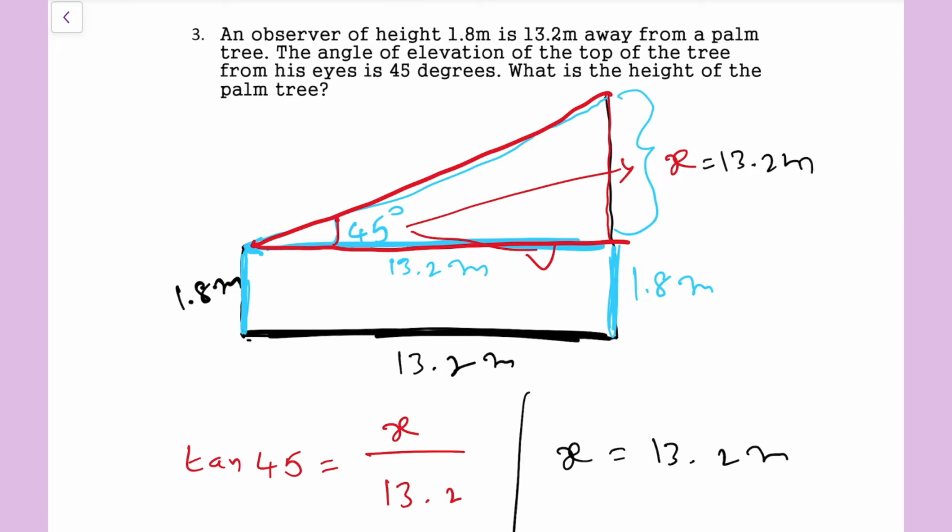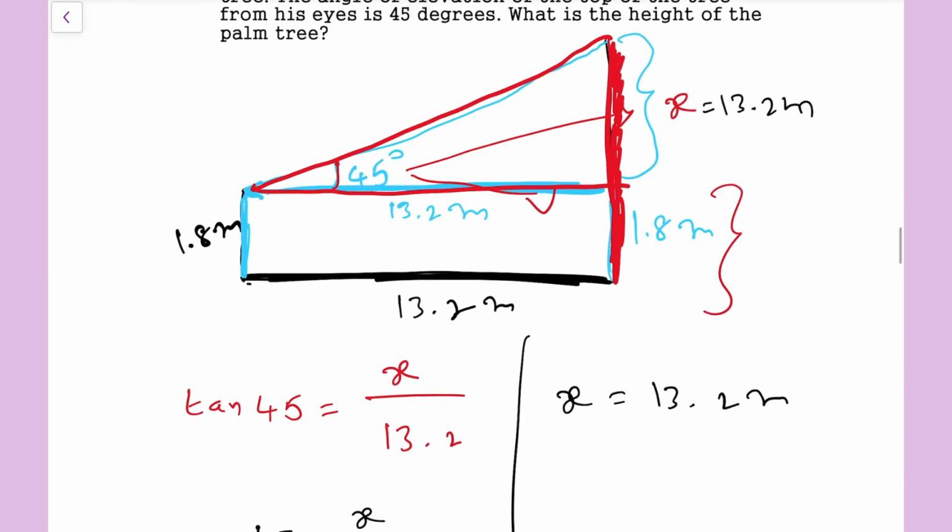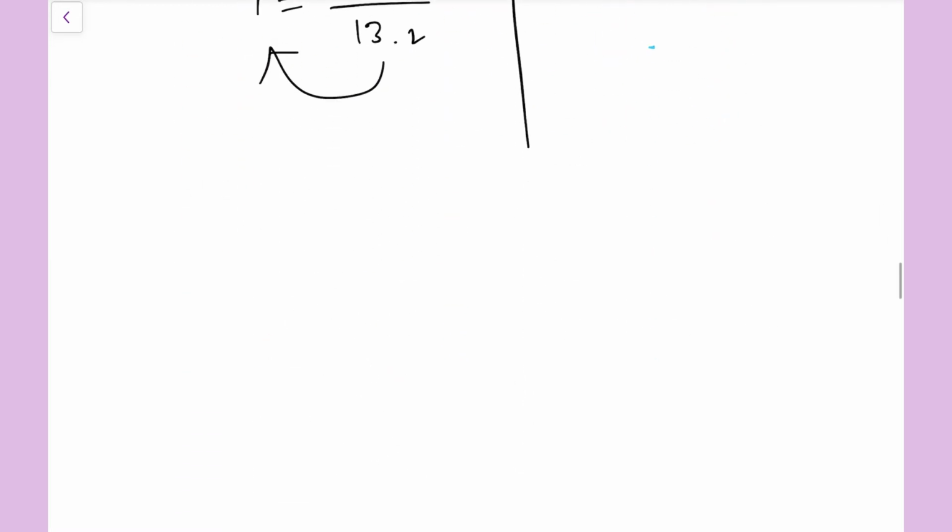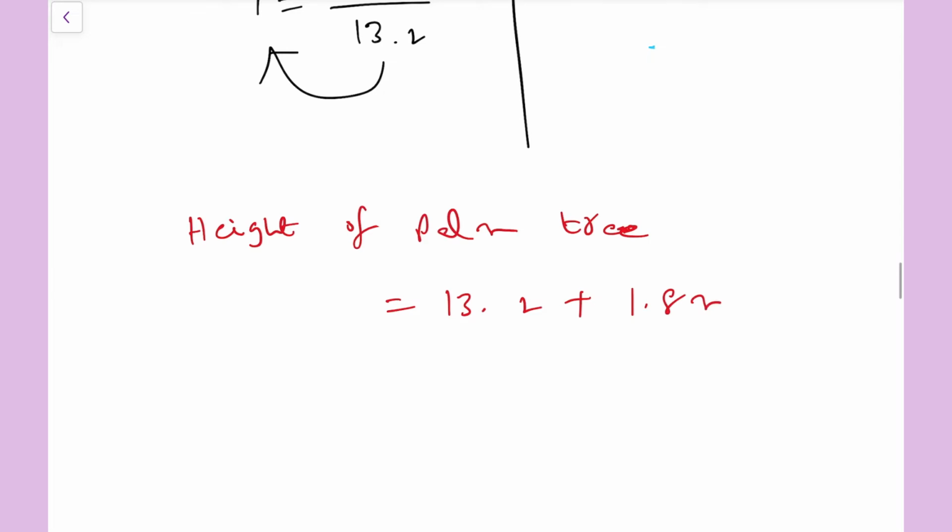But in the question he is asking to find the height of the palm tree, right? So the palm tree is this total, the total palm tree only. We got that x value as 13.2. The part down here we already know is 1.8. So let us add both. Height of palm tree equals 13.2 meters plus the previous one, 1.8 meters. If we add both we will get 15 meters. So the height of the palm tree is 15 meters.